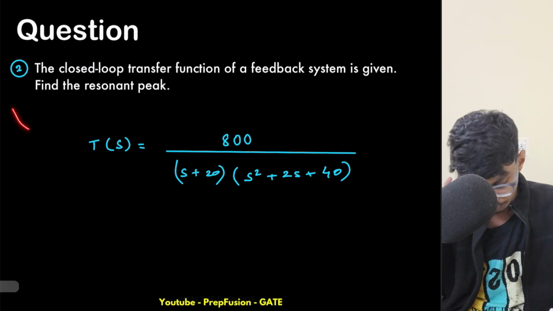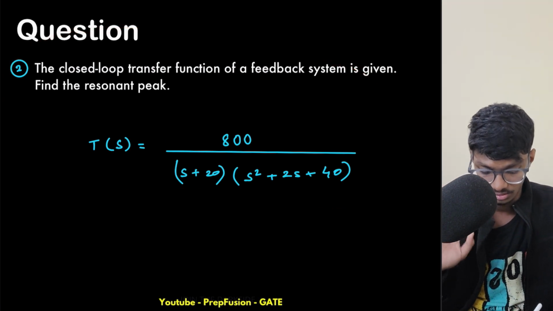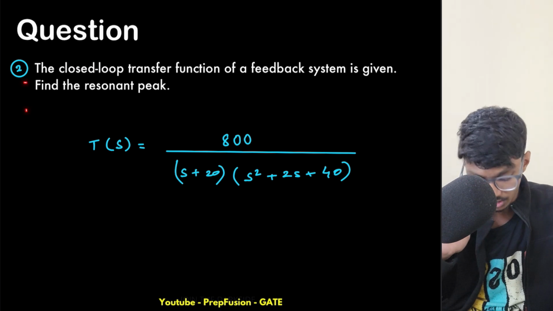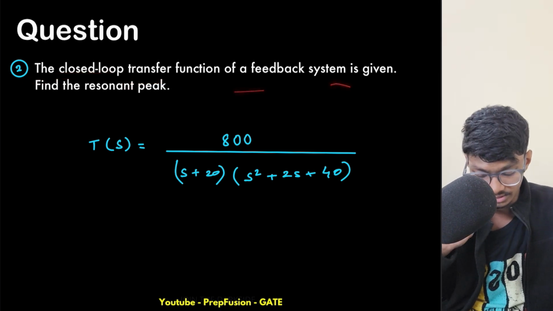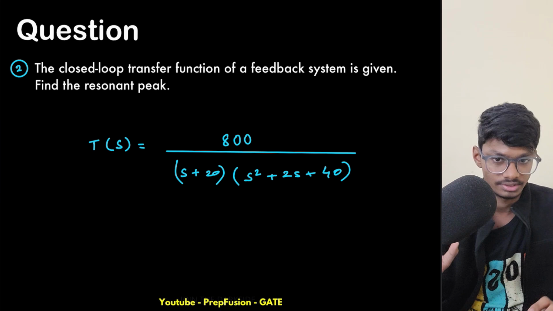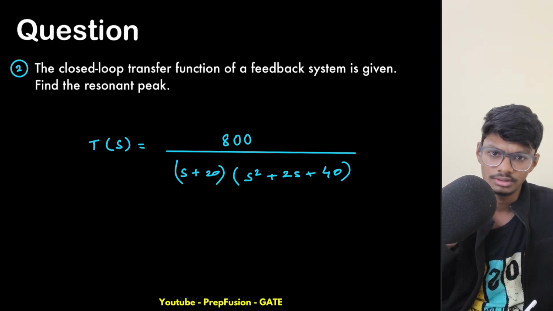So this is the first question. Now this is the second question. Now try to pause the video and you can solve it for yourself. The closed loop transfer function of a feedback system is given. The closed loop CLTF is given. Find the resonant peak. It's very simple. We have to find the resonant peak.